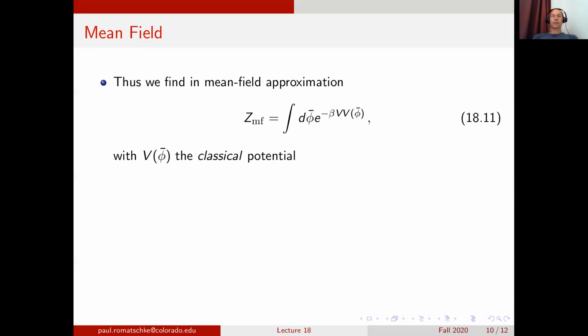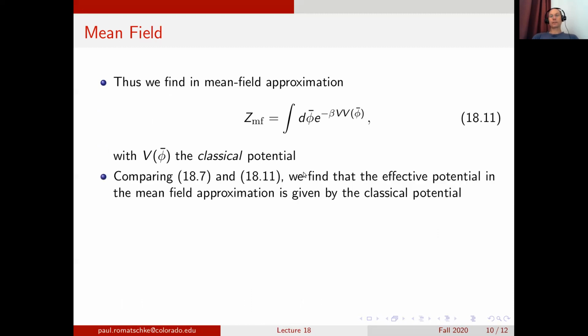So we find that within this mean field approximation, the partition function is given as the integral over e to the minus beta V times the potential evaluated at that mean field value of the field, where V of phi bar is just the classical potential.